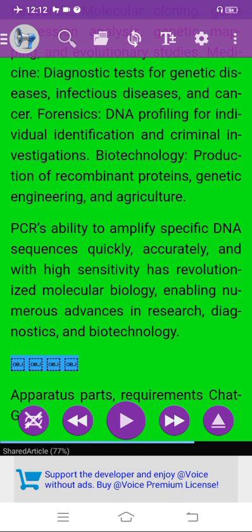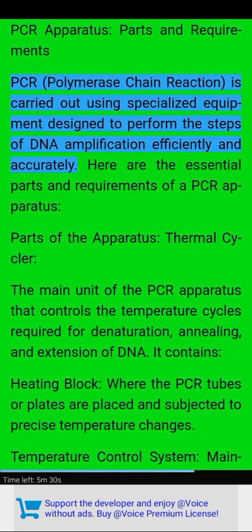Apparatus parts, requirements. ChatGPT: PCR apparatus, parts and requirements. PCR, polymerase chain reaction, is carried out using specialized equipment designed to perform the steps of DNA amplification efficiently and accurately. Here are the essential parts and requirements of a PCR apparatus.